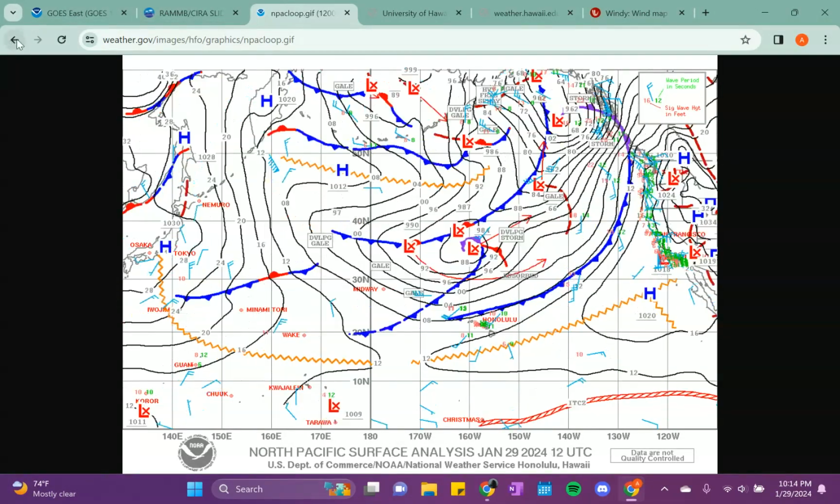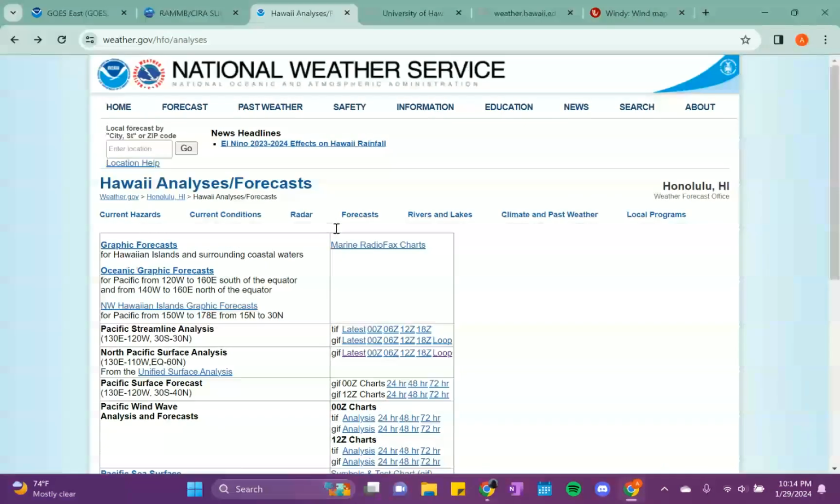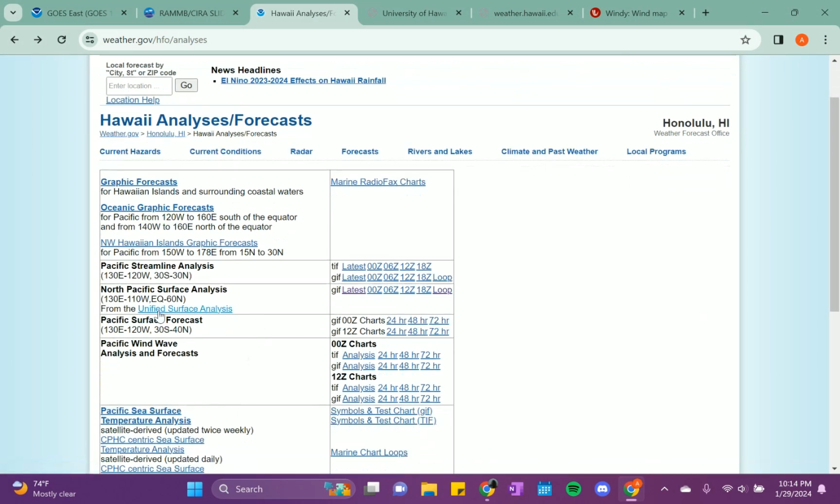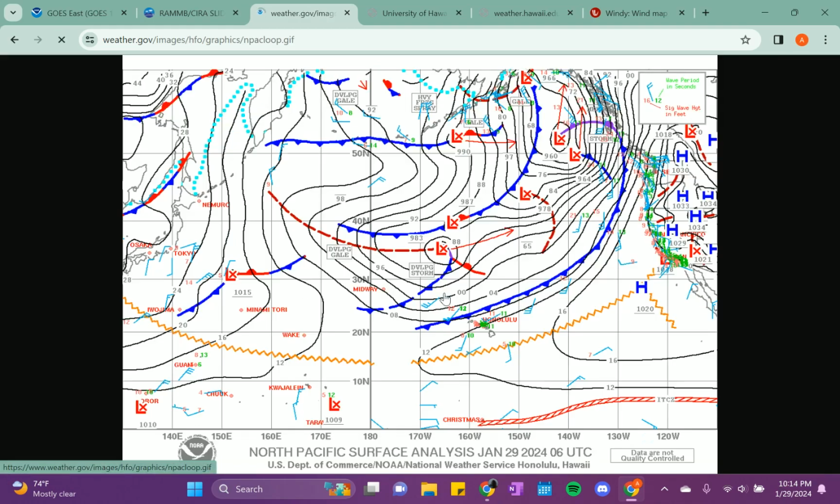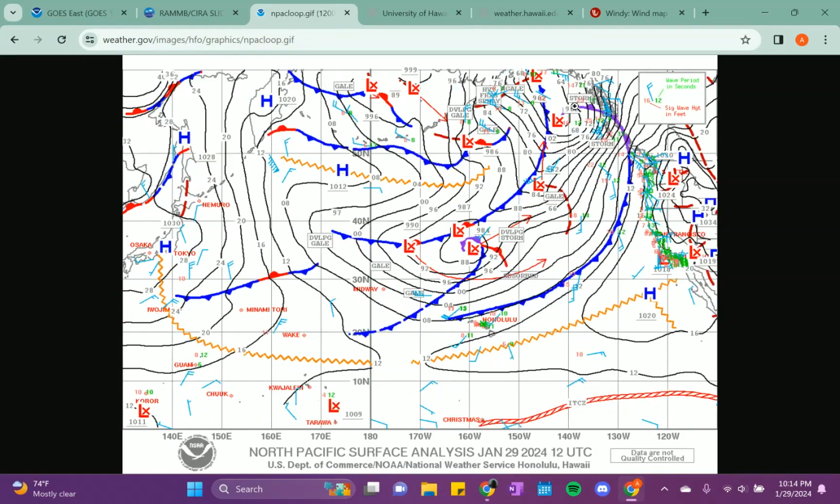This website is a National Weather Service provided forecast chart. To access this, I go to weather.gov/HFO/analysis, and I click on the North Pacific Surface Analysis. We'll go ahead and click on the loop, and we see current conditions.